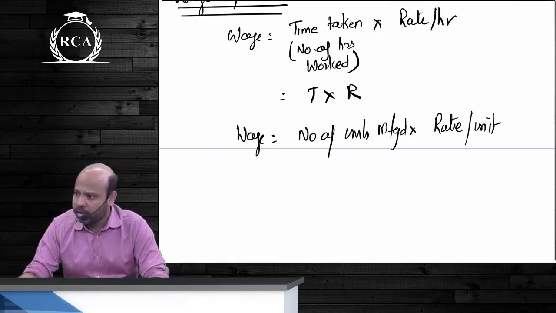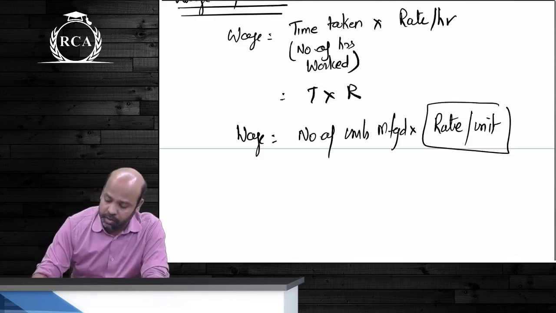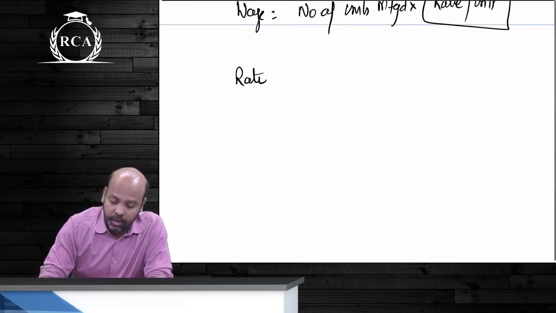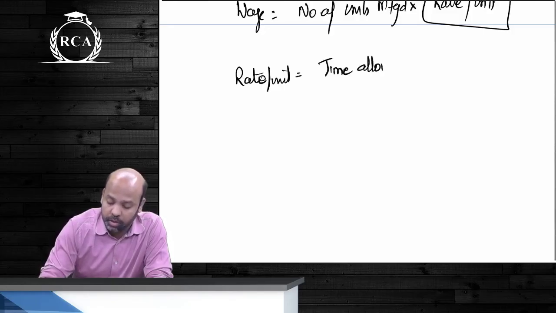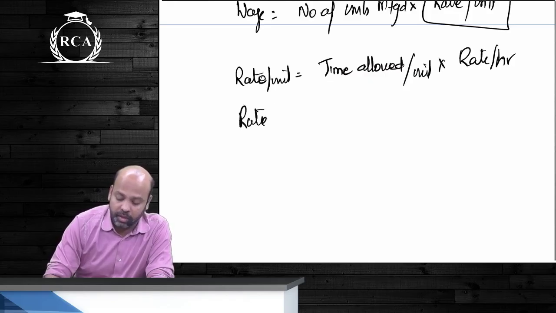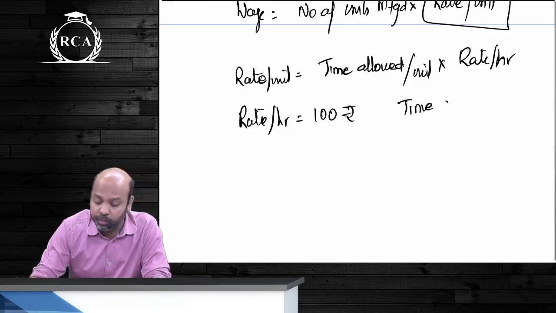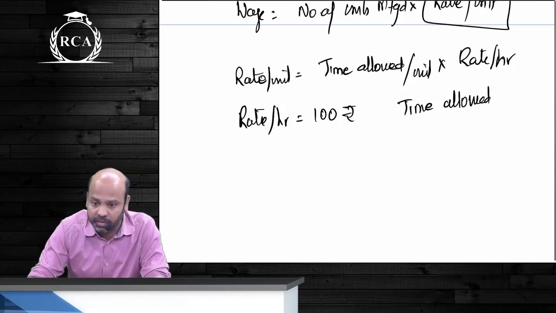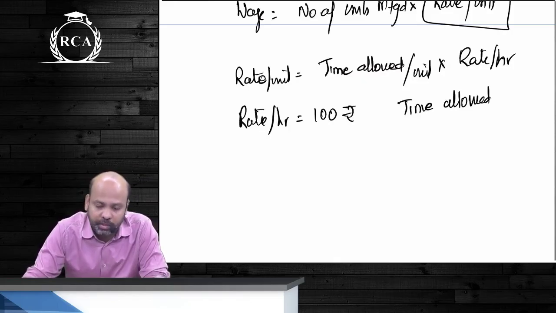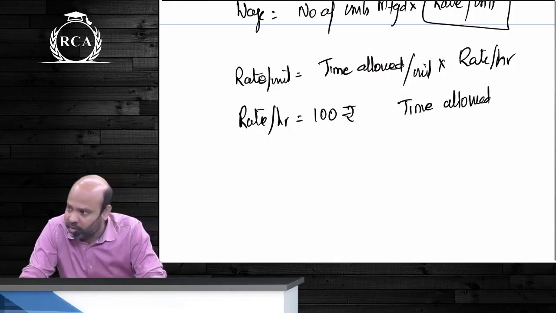Now, if rate per unit is not given, it should be computed on the basis of standard time. What is the time allowed per unit multiplied by rate per hour? Let's say the rate per hour is 100 rupees and standard time to manufacture a unit is 0.5 hours. Standard time allowed is the time that you should be taking to manufacture a product. The actual time can differ. Time allowed is standard time.